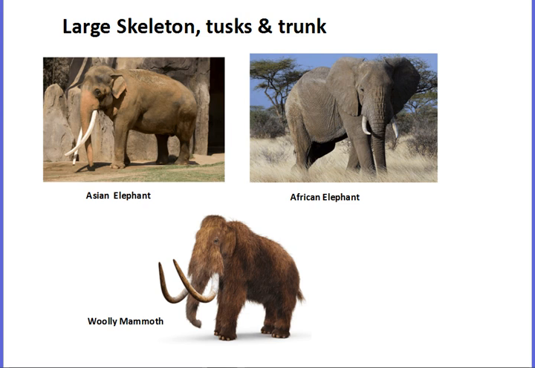Sometimes when we're looking for physical similarities, we're looking at just the overall appearance of something. For example, a large skeleton, tusks, and a trunk. These are similarities between the modern day Asian and African elephants, and the extinct woolly mammoth. You can look at these and just tell that there's got to be some kind of connection between them because they look so similar.